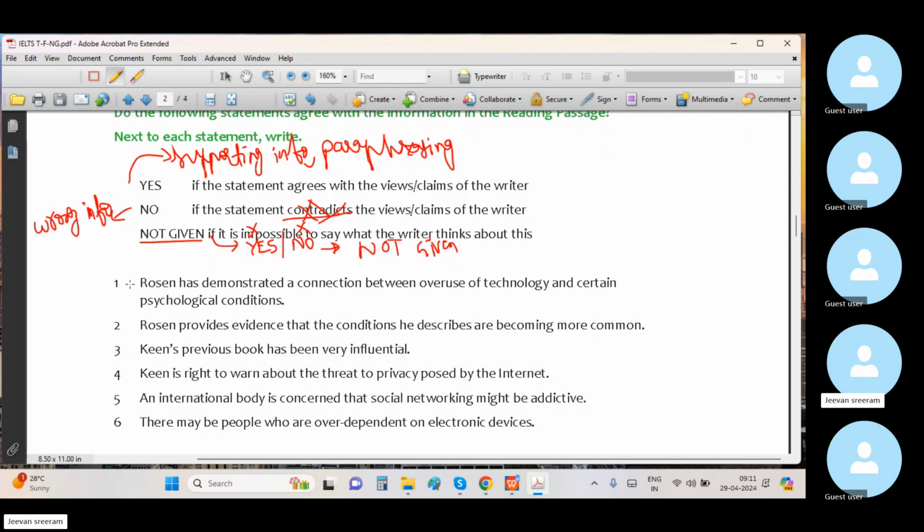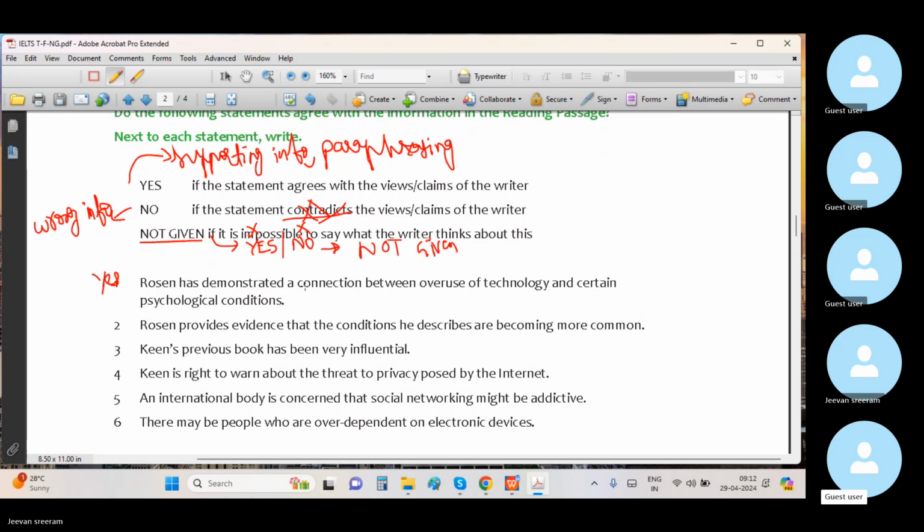First one. Rosen has demonstrated a connection between overuse of technology and certain psychological conditions. So, what can I say about this statement? Is it true? I mean, is it yes, no, or not given? Yes, sir. Okay, you felt this is yes. Where is the proof line? What does this mean? Rosen has actually shown.